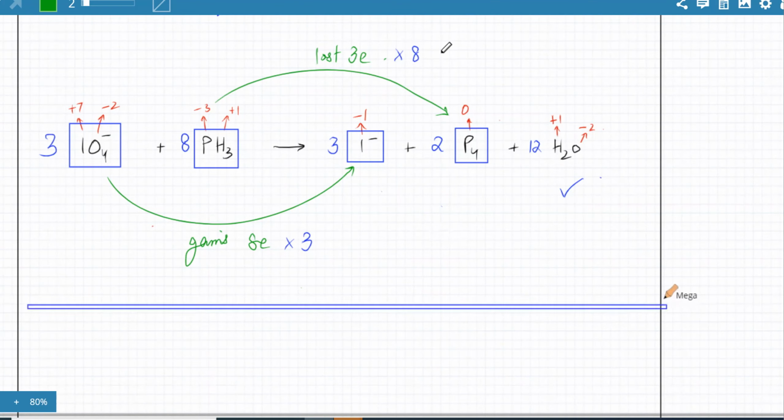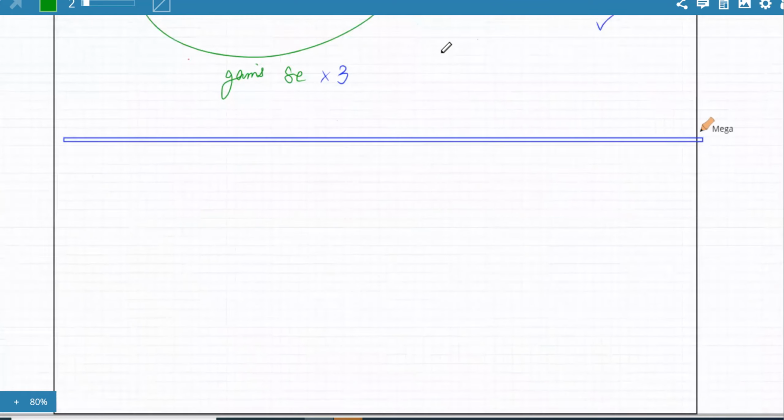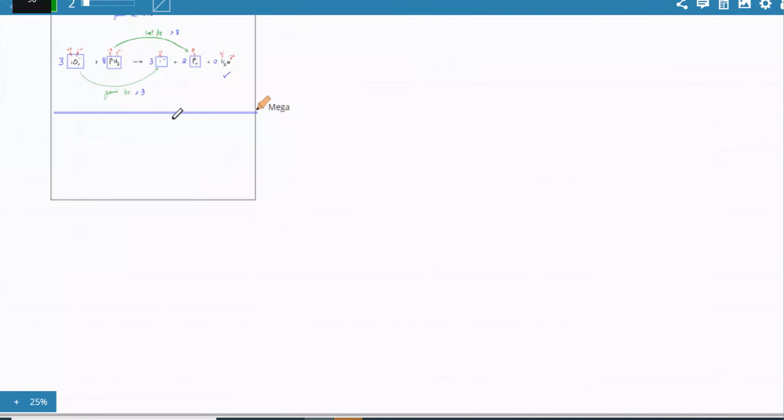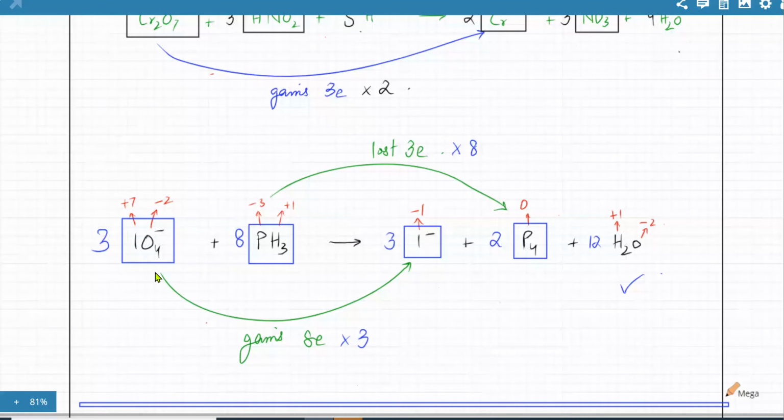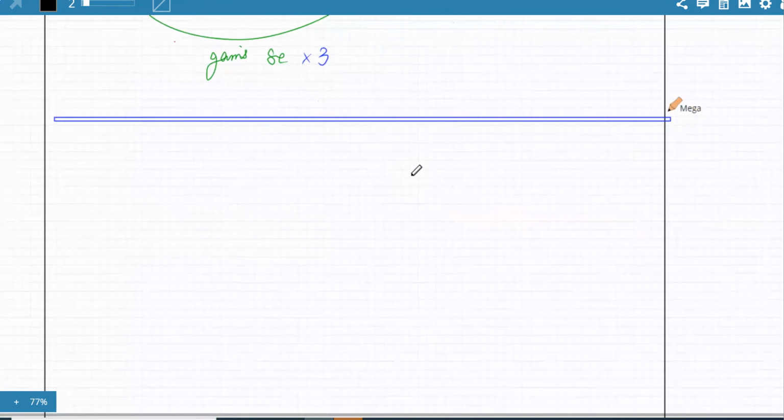Now similarly, there's another reaction. It's the same thing, nothing different. There's another reaction which is called a disproportionation reaction. In a normal redox reaction, there's iodine gaining electrons and there's phosphorus that's losing electrons. So they're two different elements, one gaining and one losing. In a disproportionation reaction, you have the same element gaining electrons as well as losing electrons, both at the same time. So let's see, for example, there's this one reaction. Let me talk about disproportionation for a second.